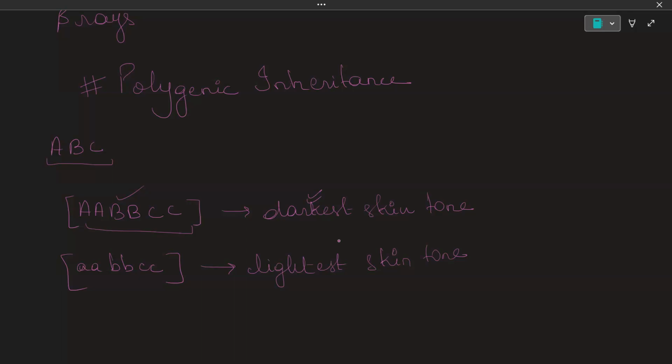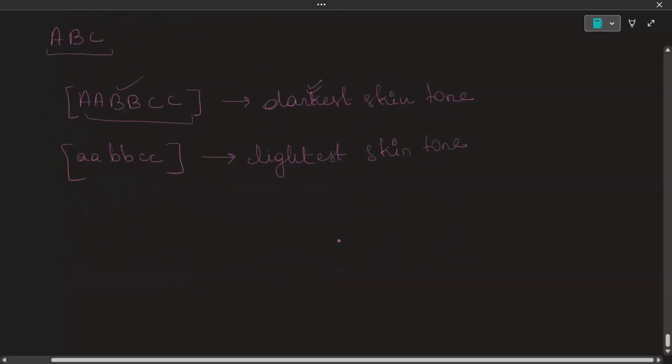Is it clear? Yes, ma'am. Also, we took two examples. The first one was human height, the second one was human skin color. Also, if you want to take some example from the plant side, the kernel color of the wheat also varies and it is also a polygenic inheritance. Okay, so now let us see more about it.